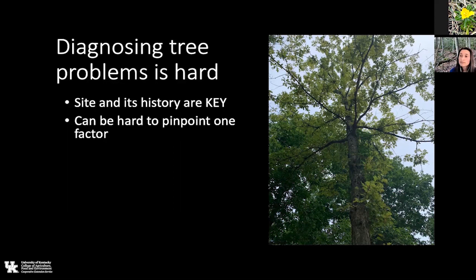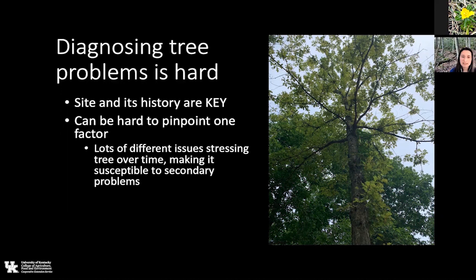Sometimes it's really clear. You have the emerald ash borer. All right, that's it. But other times it's really hard to pinpoint one factor that's driving things. There are lots of different issues that can stress trees over time that make them susceptible to secondary issues. Sometimes this requires lab work to confirm. There are numerous fungal diseases where I could look at it and say, it could be that. But to be sure, we would have to send it to the diagnostic lab.